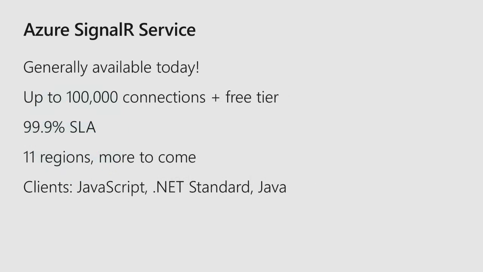And good news, SignalR Service is generally available today. You get up to 100,000 connections now with the free tier, and there's a 99.9% SLA, as well as 11 regions that it's available in.